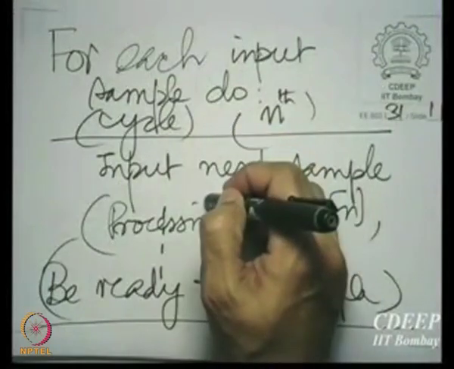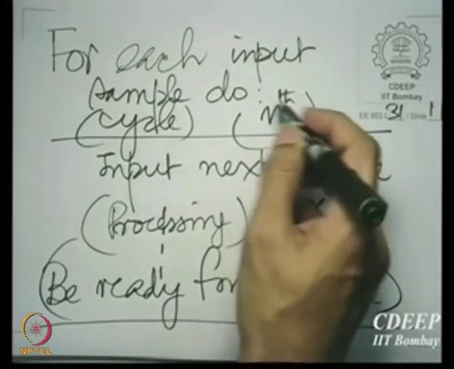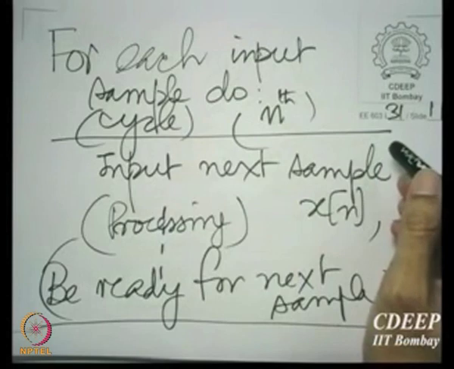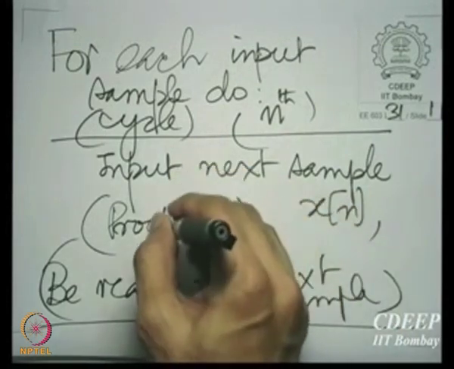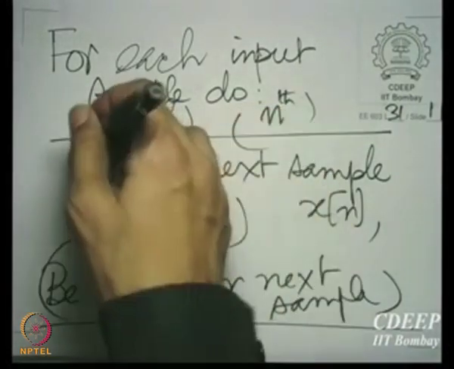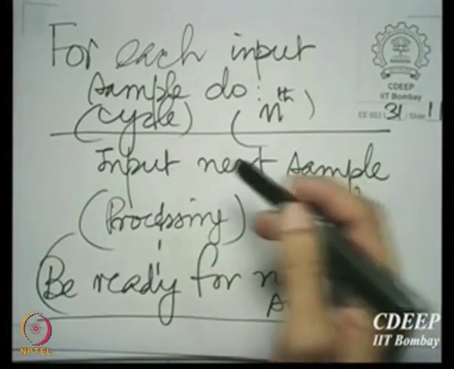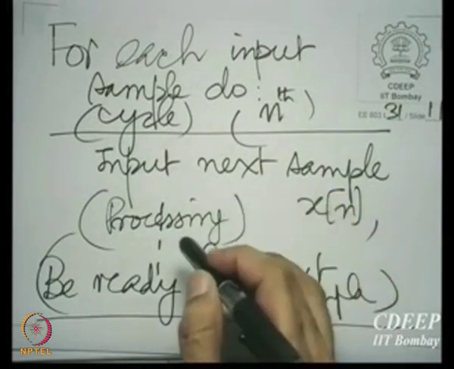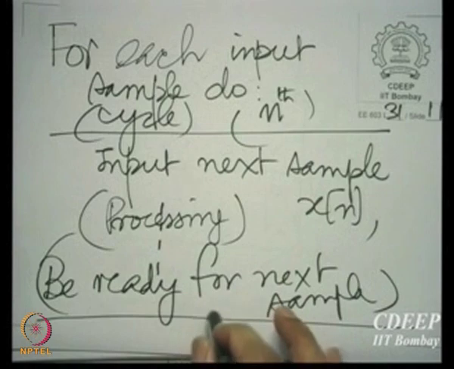So this is the generic loop that you would require to realize that signal flow graph. For each input sample, do all the following. That is, in the nth sampling cycle, input the next sample, let's call it x[n], carry out some kind of processing, and be ready for the next input sample to come. That means at the end, there's a loop operating for every input sample here. After you input the next sample, you have to make sure that you are ready with whatever was required for that input sample to be processed before that sample came in. That's why we are saying be ready for the next sample.